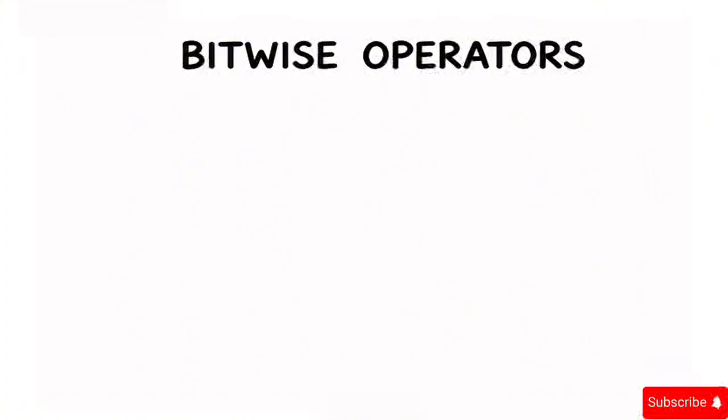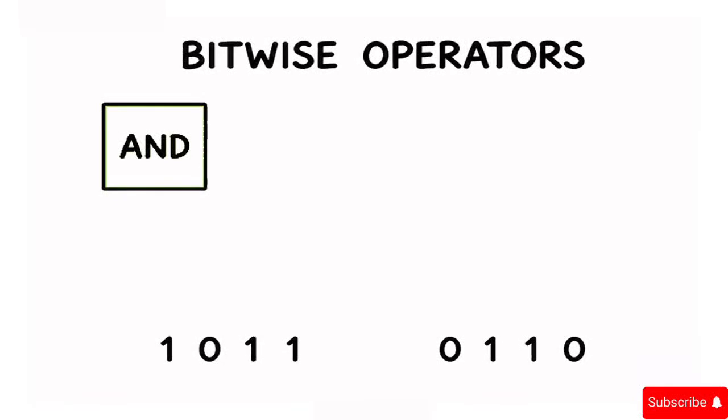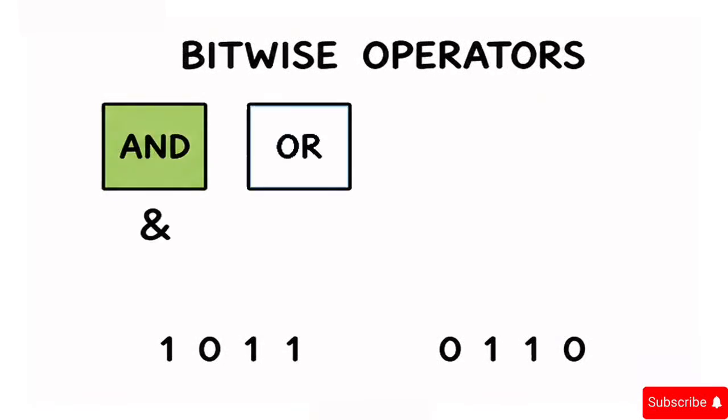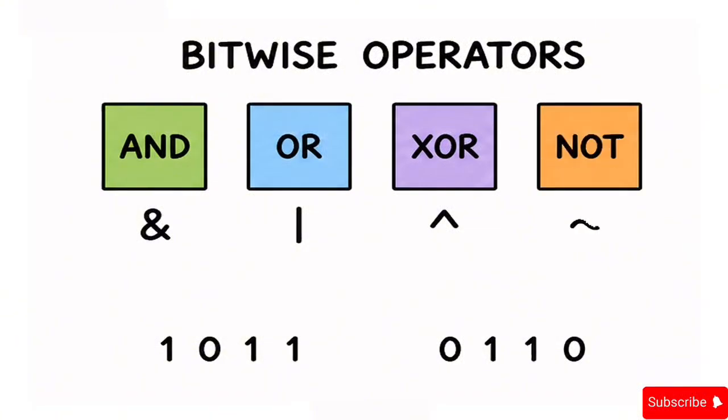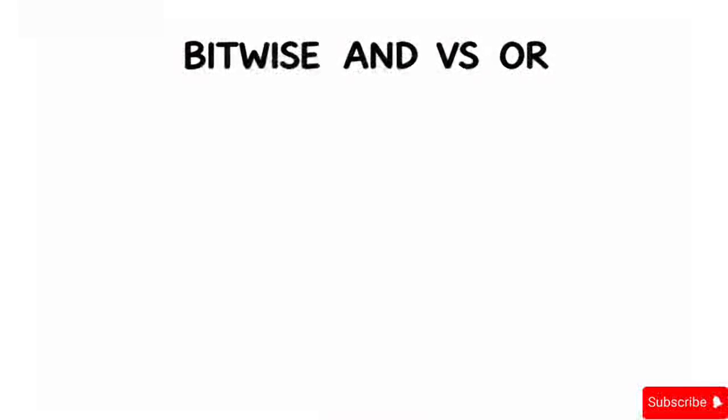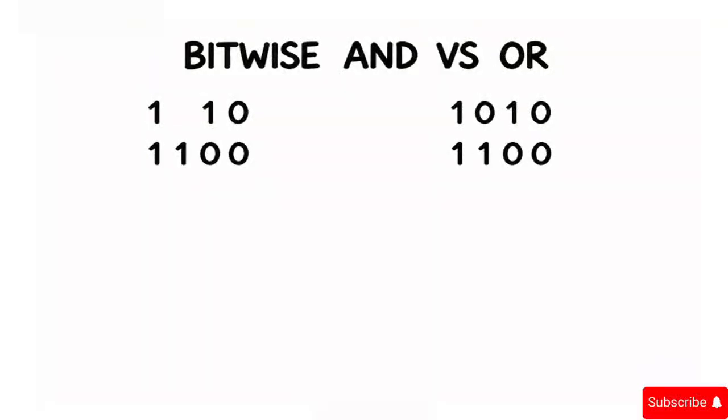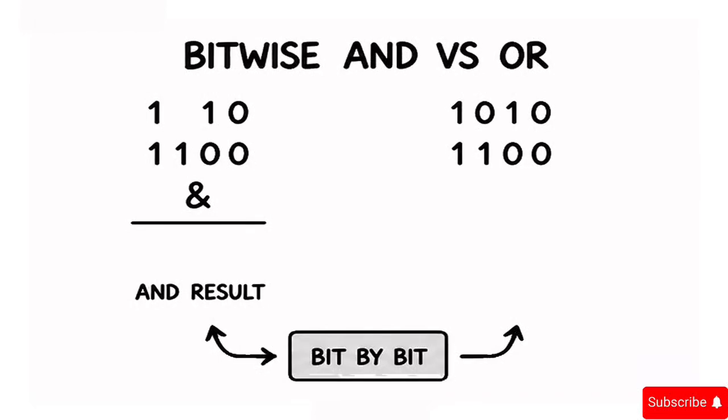Now, bitwise operators. These look at each bit of a number. The main ones are and, with single ampersand, or, with single pipe, XOR, with caret, and not, with tilde. Each compares bits position by position. Let us see bitwise and, or in action. Take 1010 and 1100. Bitwise and keeps a 1 only where both bits are 1, giving 1000.